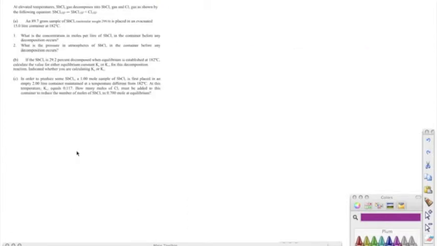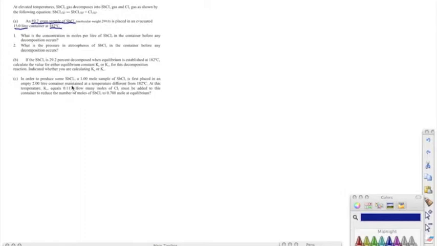Okay, so here is this question, and I'm going to highlight the pertinent information. Here is our reaction: SbCl5 yields SbCl3 plus Cl2, and they tell us we have an 89.7 gram sample of SbCl5, and they're nice enough to give us the molar mass. That's super nice. 15-liter container, 182 degrees Celsius. That's all the pertinent information that we need.